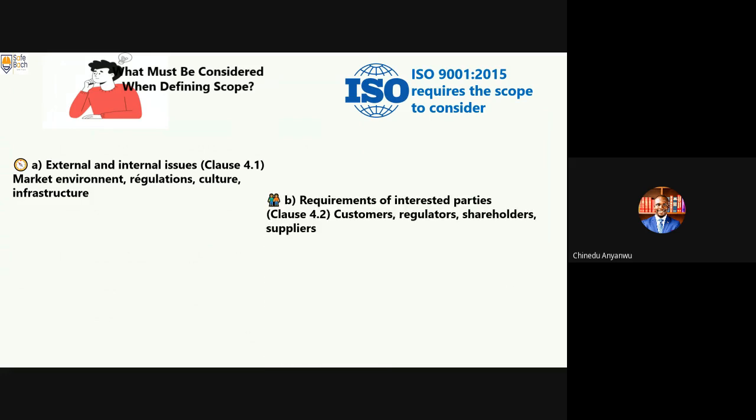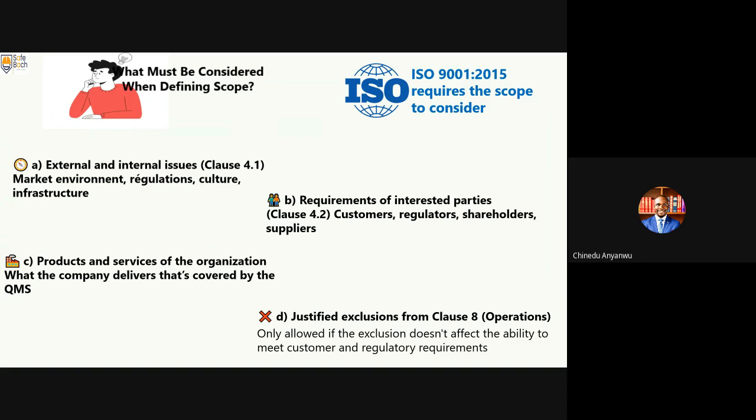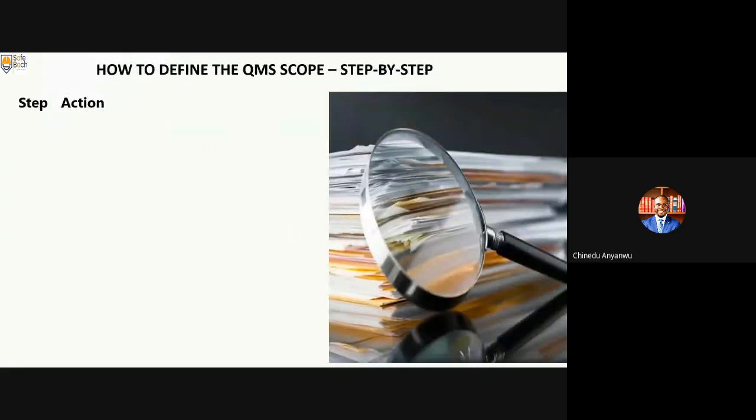Who are your interested parties? What do they want from you? Clause 4.2, we have also done a video on interested parties. You can refer to them. Then you must state clearly the products and services of this organization that are covered within the quality management system. Then you must justify any exclusion. If you're taking anything away from your quality management system, you must justify that exclusion.